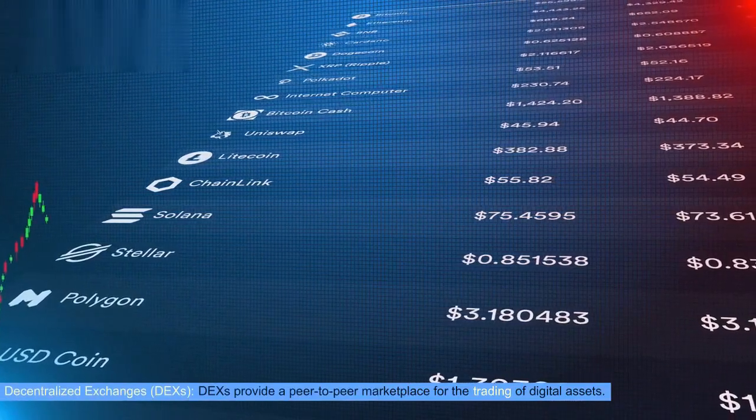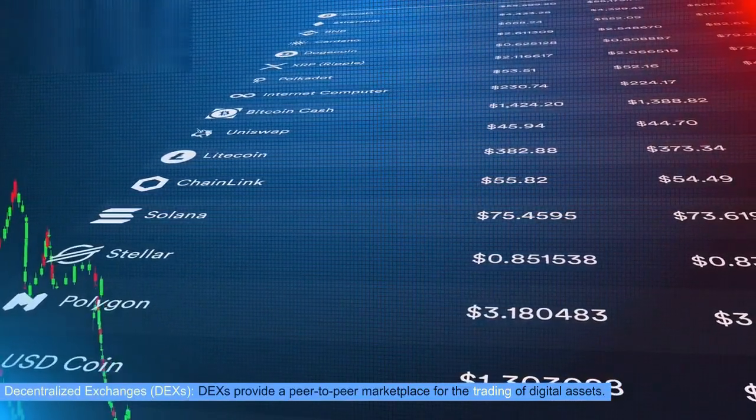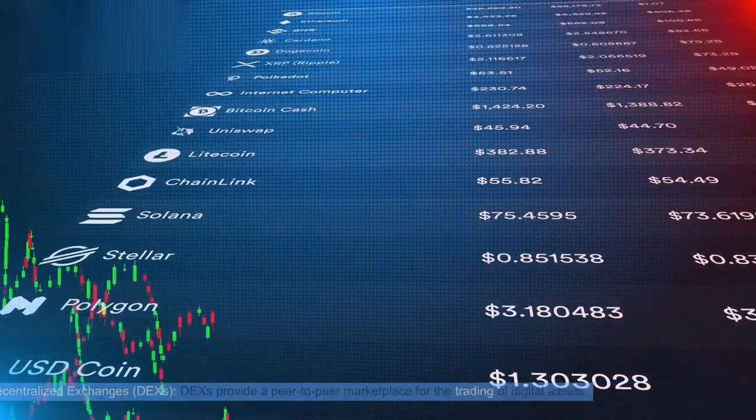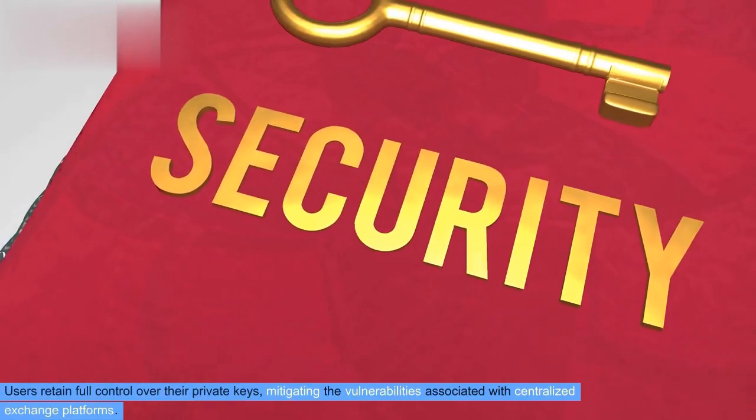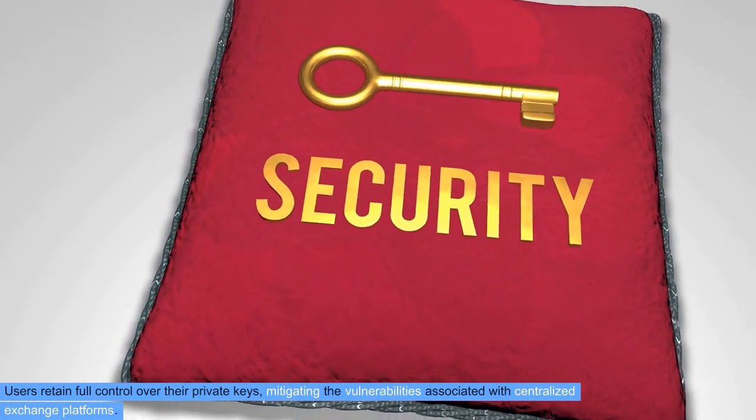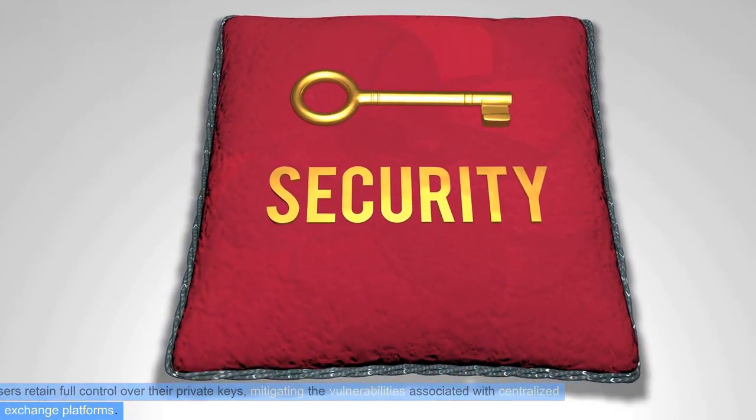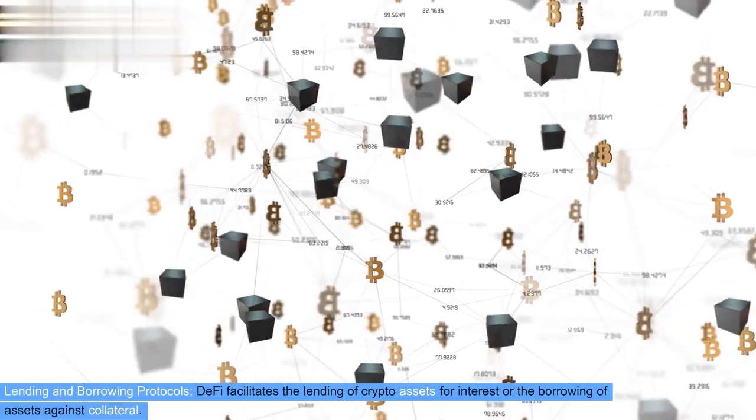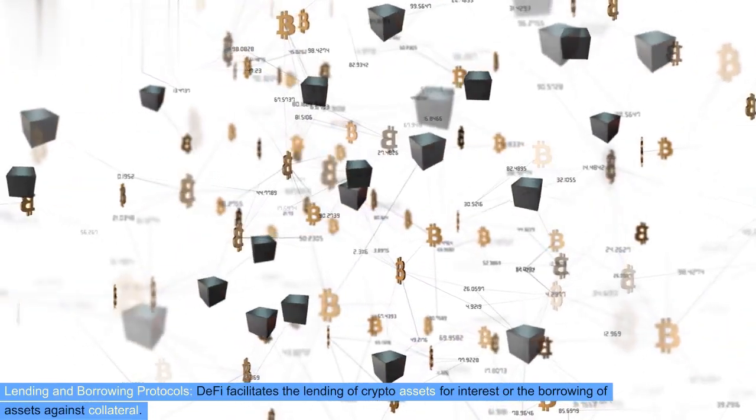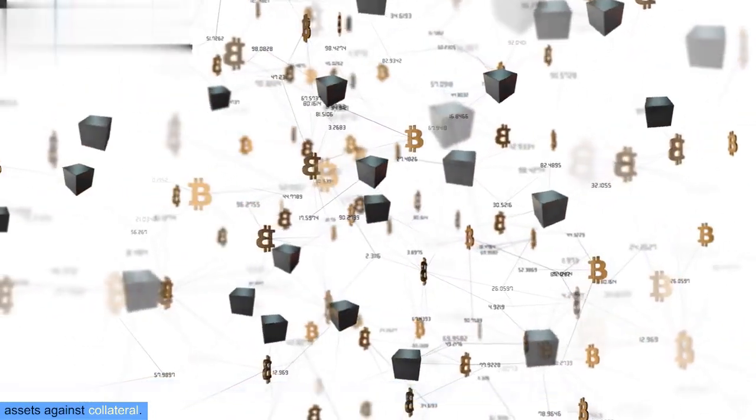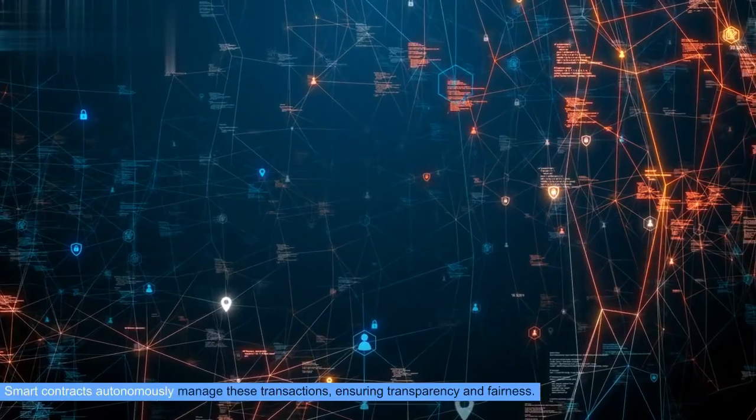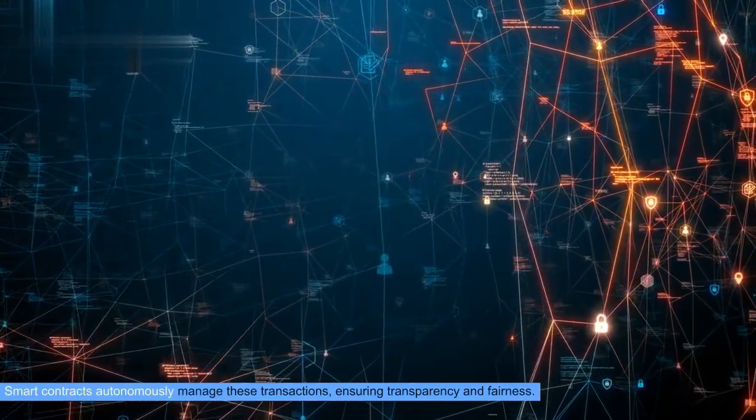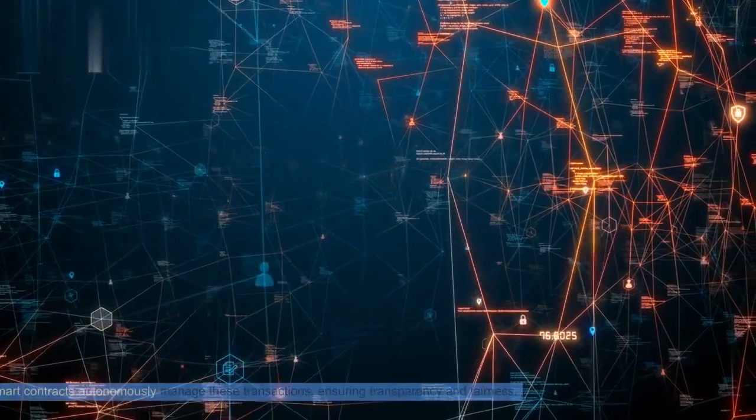Decentralized exchanges, DEXs. DEXs provide a peer-to-peer marketplace for the trading of digital assets. Users retain full control over their private keys, mitigating the vulnerabilities associated with centralized exchange platforms. Lending and borrowing protocols. DeFi facilitates the lending of crypto assets for interest or the borrowing of assets against collateral. Smart contracts autonomously manage these transactions, ensuring transparency and fairness.